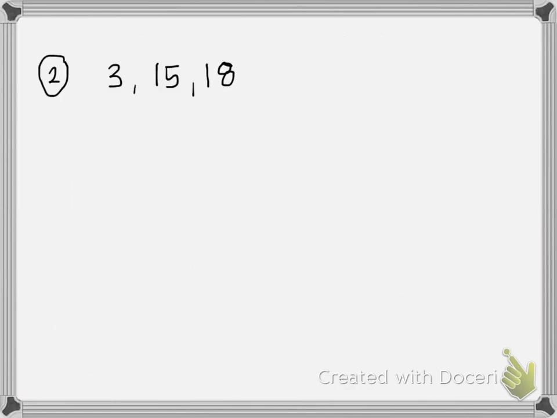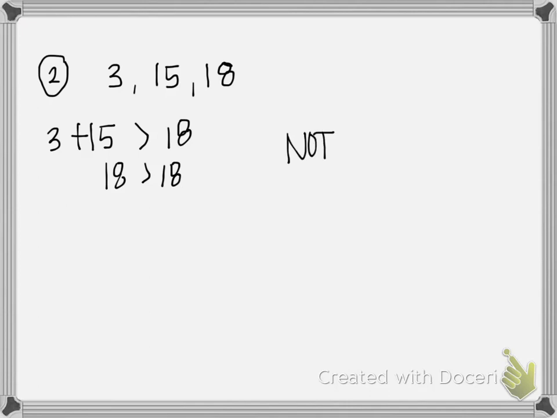Okay, let's do one more. So here, remember, we just need to check my smallest sides, 3 plus 5, have to be greater than 18. Oops, that's 15, I'm sorry. So what is that? That's 18. Is 18 greater than 18? No. So this is not a triangle.